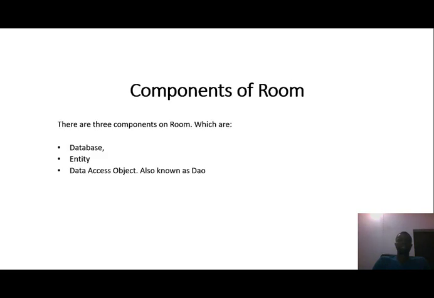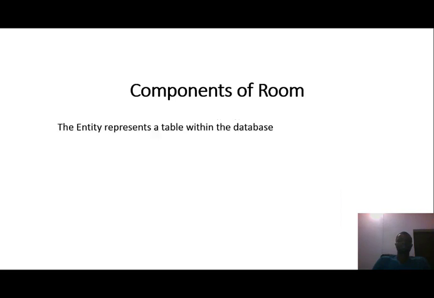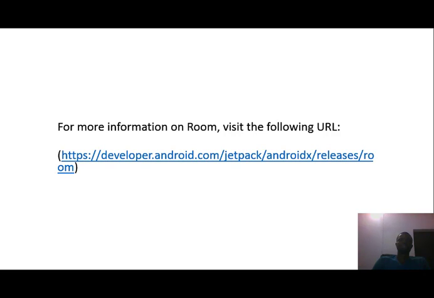Components of Room. There are three components of Room, which are database, entity, and data access object, also known as DAO. Database is an abstract class that extends RoomDatabase and is annotated with Database, contains the database holder, and serves as the main access point for the underlying connection to the app's persisted relational data. The entity represents a table within the database. The data access object contains the methods used for accessing the database.